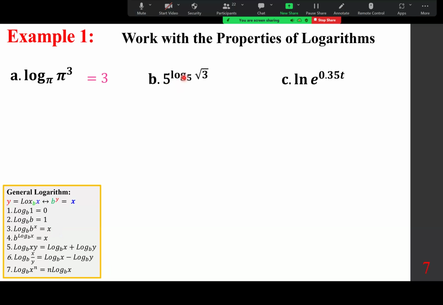5 to the power of log base 5 of square root of 3. So take a look at the property that we can use here. Take a look at number 4, everybody. Number 4 says, if the base here and here are the same, the answer is this. If you look at this, it says b to the power of log x base b is x. So 5 to the power of log base 5 of whatever this is, the answer is that one, square root of 3.